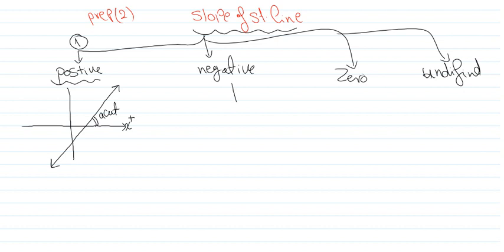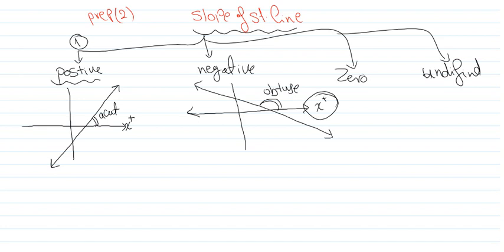What about negative? Now this is a coordinate plane and the straight line also cuts the positive part of the x-axis but with an obtuse angle. We must measure in the direction of the positive part of the x-axis. This is obtuse, so it's negative.